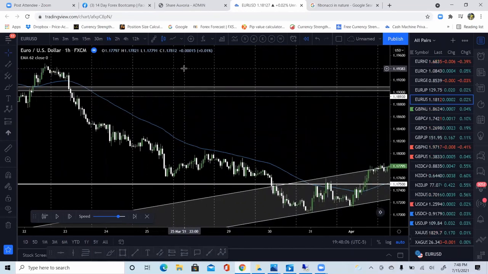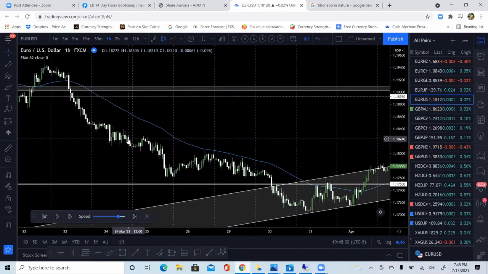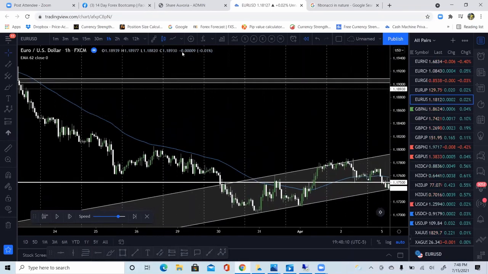Does anybody have any questions on any of the support resistance? Let me see.